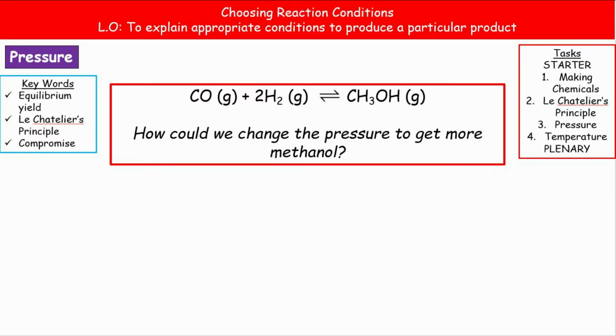So there's our reaction that we were already looking at. Carbon monoxide plus hydrogen makes our methanol. What I want you to have a go at doing is in your books writing down how we could change the pressure to get more methanol. So I'll give you a couple of minutes to write your answers to that.